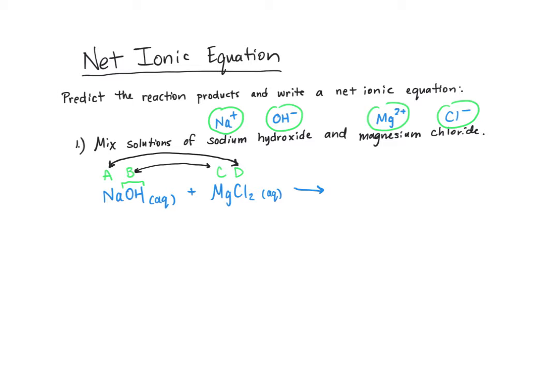The result is that we make, firstly, sodium chloride. Sodium is a +1 cation, chloride is a -1 anion. We should predict that the compound that forms if those two ions get together is NaCl. According to our solubility rules, this must be an aqueous or soluble substance because chlorides are only insoluble, again with silver, mercury, and lead. The other substance that forms comes from magnesium hydroxide.